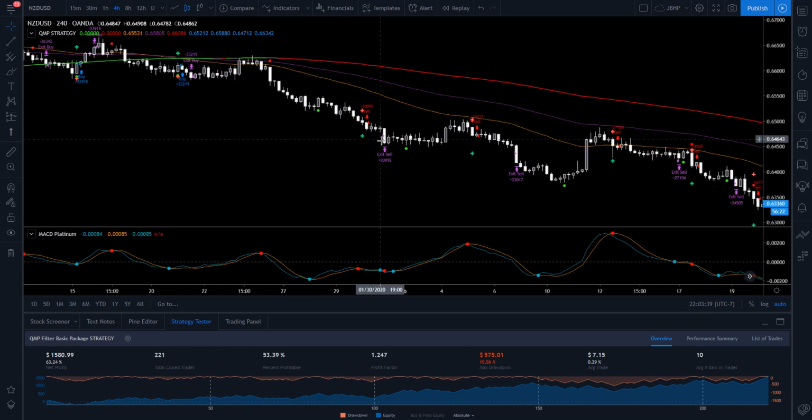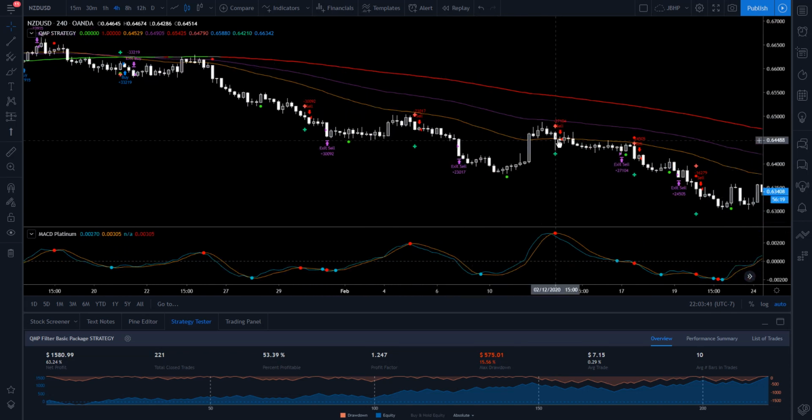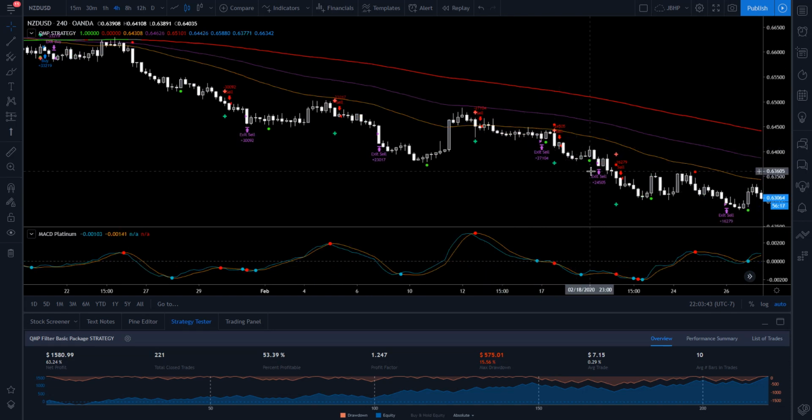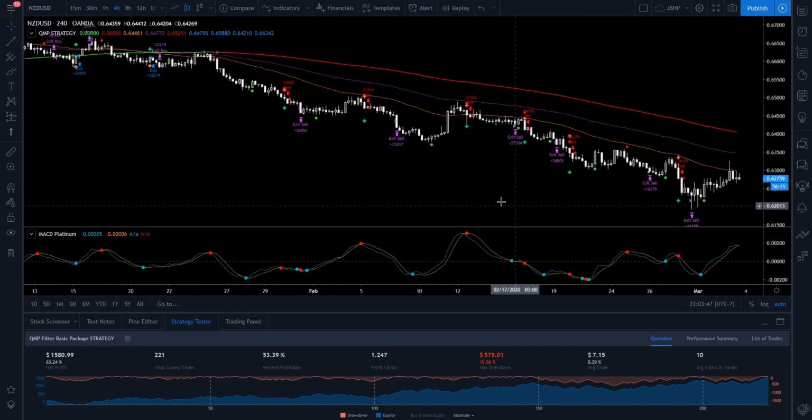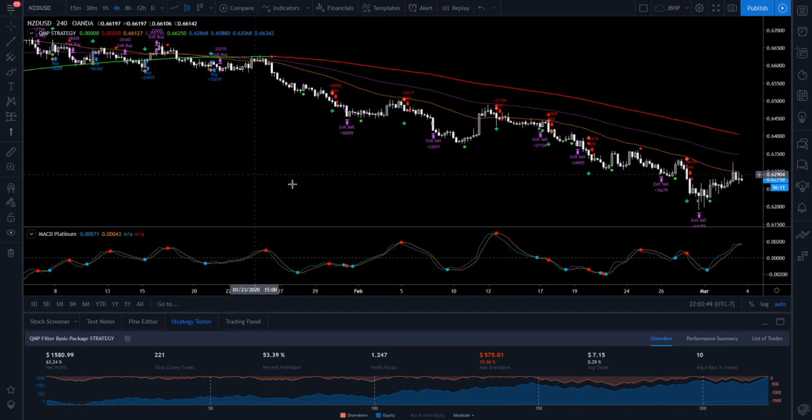Took a trade, profit, took a trade, profit, took a trade, profit, took a trade, profit. I mean, we can go on and on and on as this setup works. So that's a good example of those all dots, as long as it's following trend. So you just take any dot along with the trend.